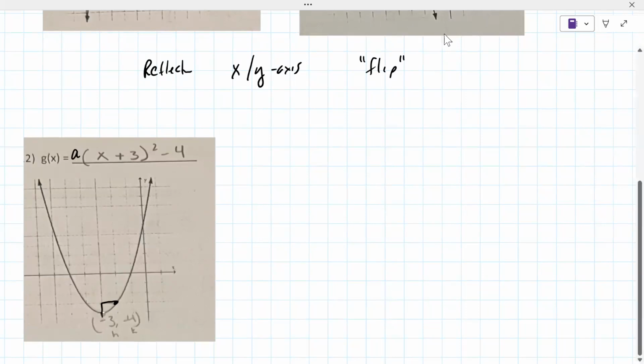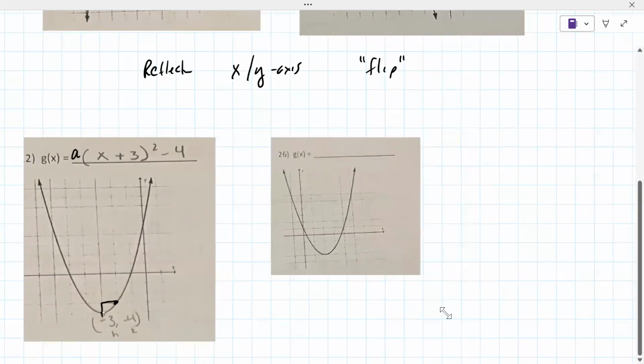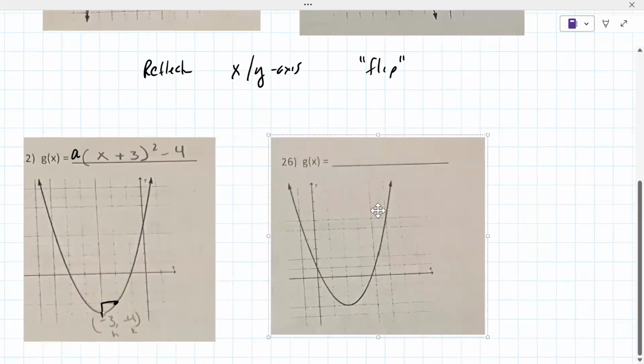So let's use that strategy here where we go find one like the quadratic here. And 26 is a good one. It opens up, so there's no change to what you've been doing. Will you give me the equation for this one, or figure out H and K at least? Yeah, okay.